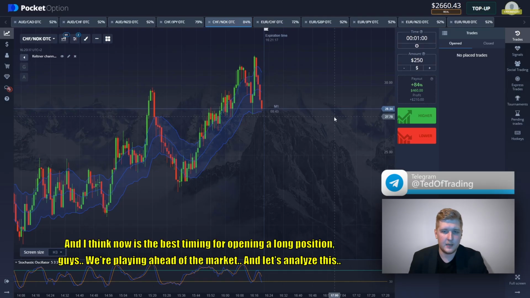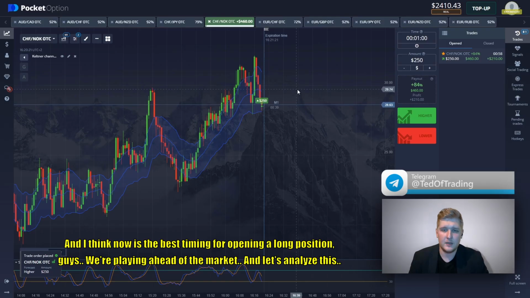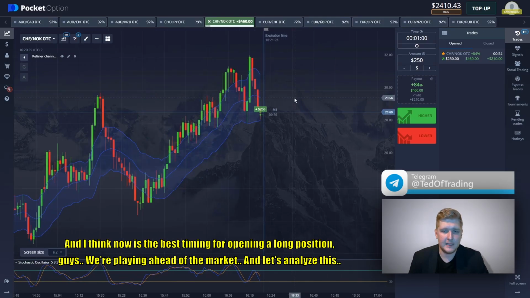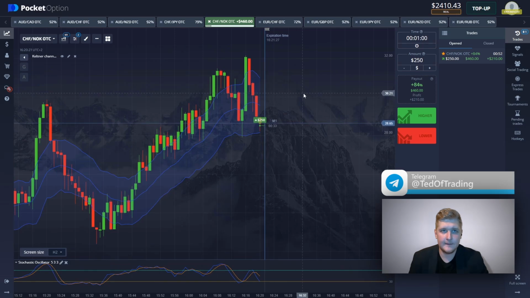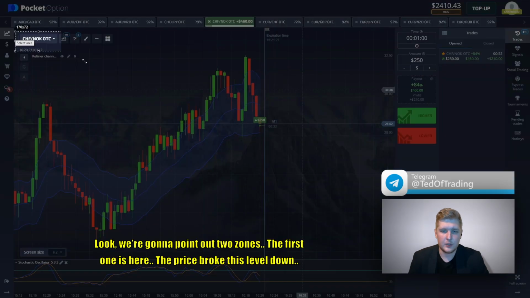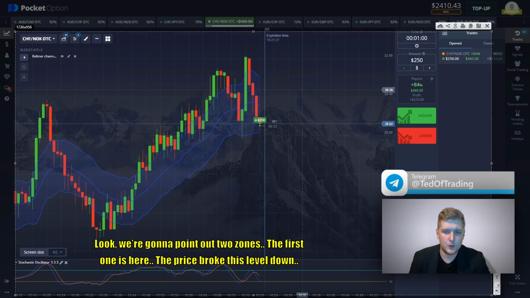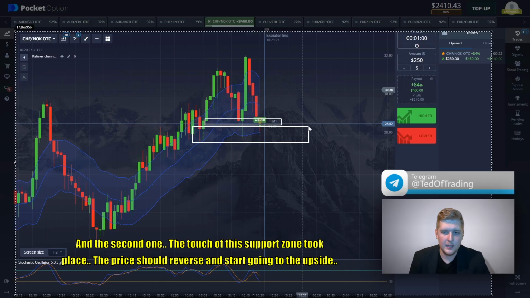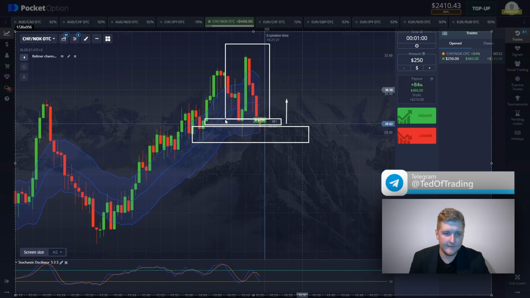And I think now is the best timing for opening a long position, guys. We are playing ahead of the market, and let's analyze it. Look, we're gonna point out two zones. The first one is here. The price broke this level down, and the second one, the touch of the support zone took place. The price should reverse and start going to the upside.